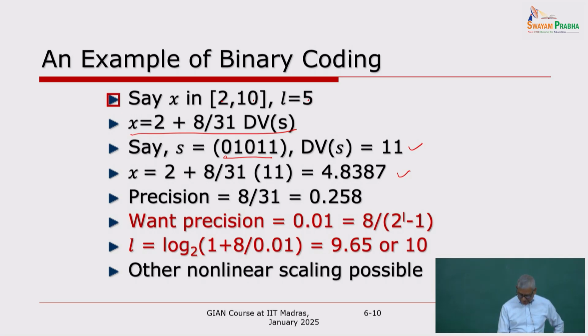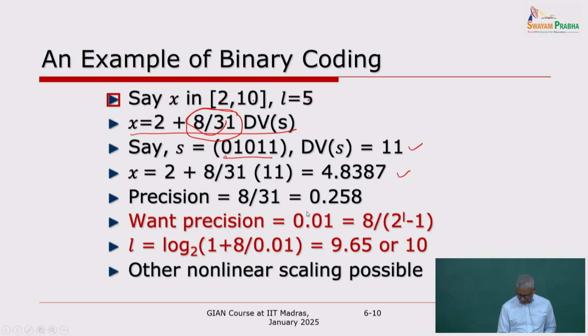So the precision here is this much, because every time you change the S, you can expect to have one increase in the decoded value. So this much will increase from here to get the next value. So between two consecutive values, you have 8 by 31.